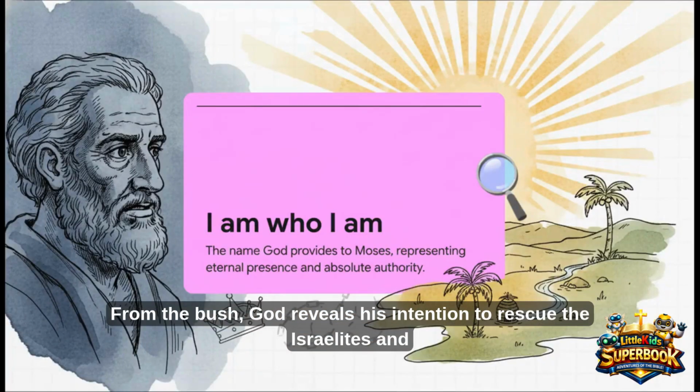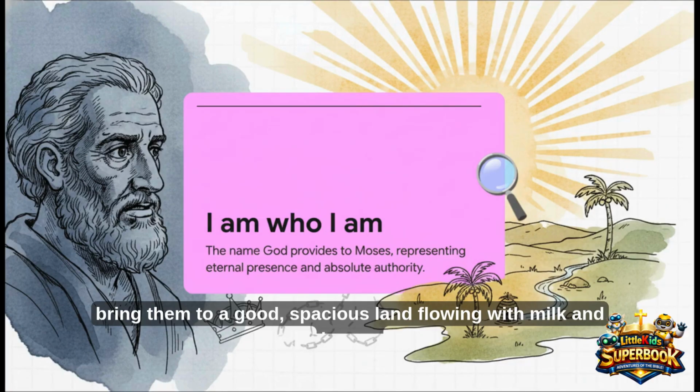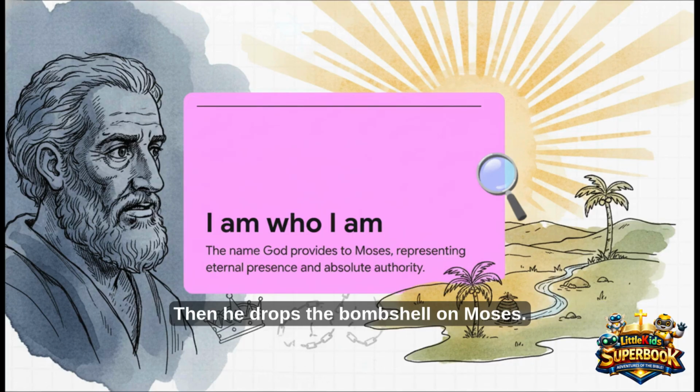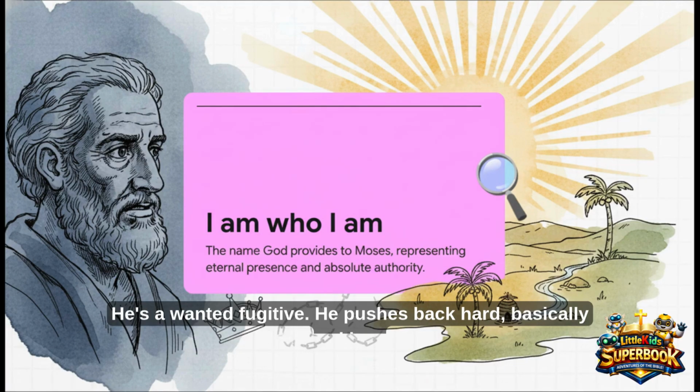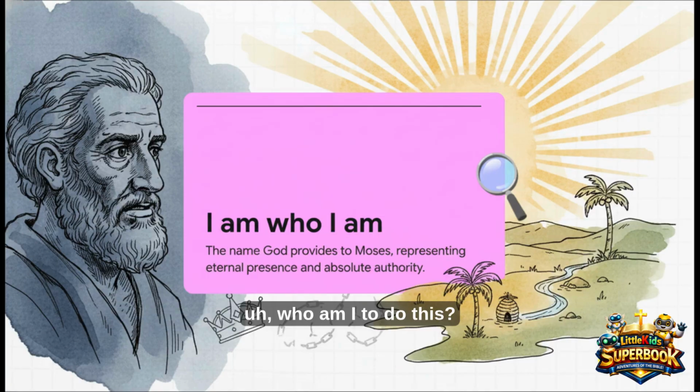From the bush, God reveals his intention to rescue the Israelites and bring them to a good, spacious land flowing with milk and honey. Then he drops the bombshell on Moses, I am sending you to Pharaoh. As you'd expect, Moses is utterly terrified. He's a wanted fugitive. He pushes back hard, basically asking, who am I to do this? And then he asks, if I go to the Israelites, what do I say if they ask for your name?